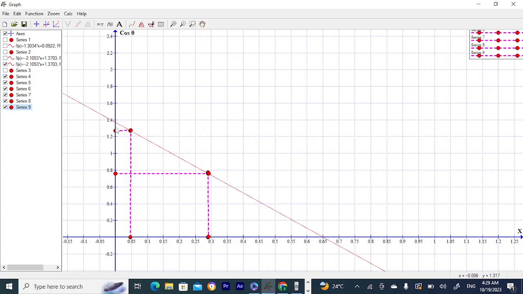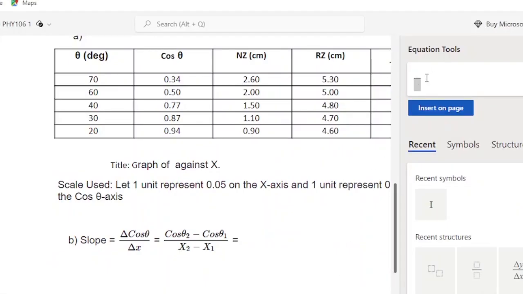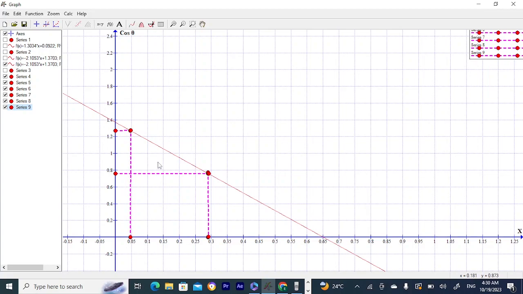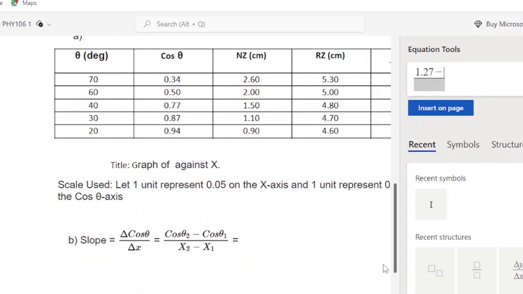So if I trace this way here, this gives you the value of cos theta 2. I'm going to use two decimal places. If I trace this, cos theta 2 was about 1.27, minus. Let me get cos theta 1 back on my graph sheet. For cos theta 1, from this point where this line and this one intersect, trace this to my left hand side. When I trace that, I had about 0.76 approximately. So it becomes minus 0.76.